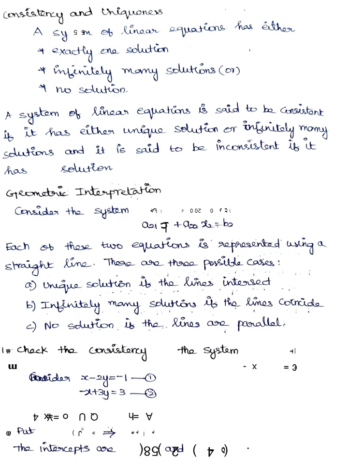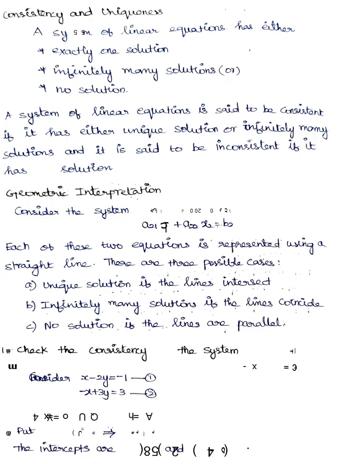Hello everyone. Now we are going to see about the system of equations: consistency and uniqueness. What is meant by consistent and inconsistent? Consistency means it has either a unique solution or infinitely many solutions. If it has no solution, it is called an inconsistent system.